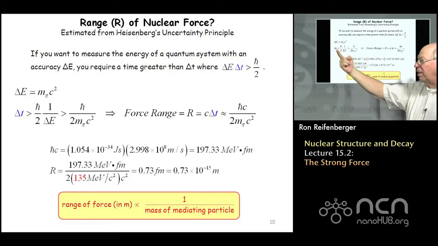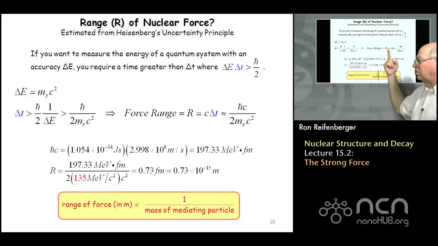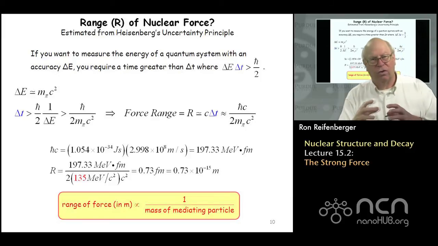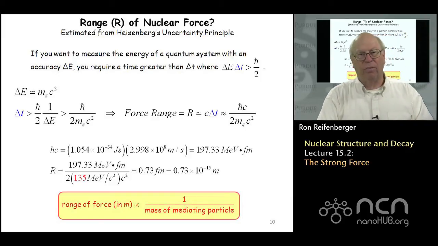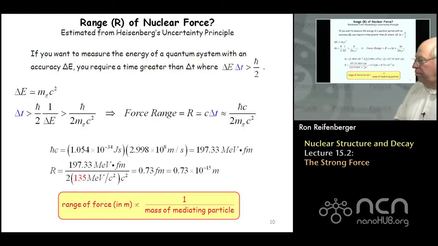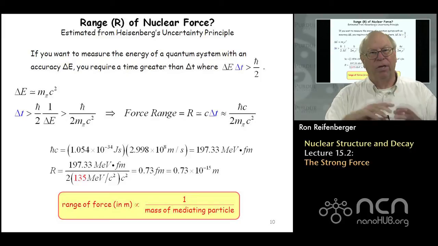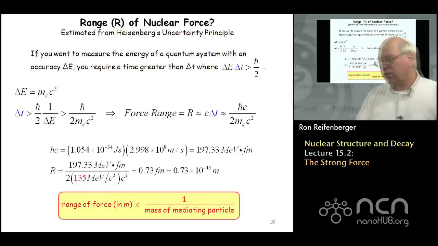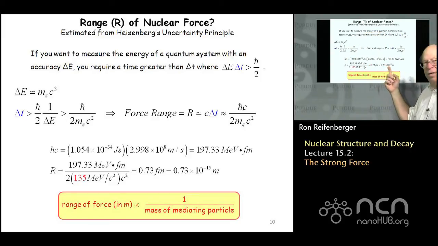The force range is then taken by multiplying this time interval delta t times the speed of light. And that gives you an estimate for the range of the force over which these two particles interact one with the other. You can evaluate this expression for the range of the force, and you end up with values on the order of 10 to the minus 15 meters, femtometers. So this uncertainty principle argument gives you a qualitative way for understanding why these interaction distances are so small.